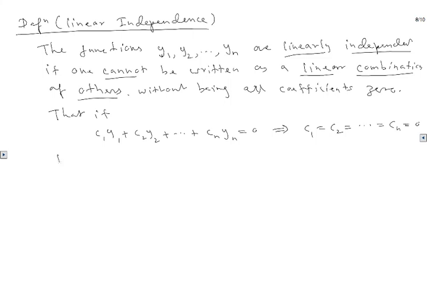If not, the functions are linearly dependent.